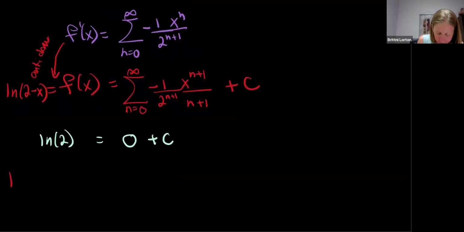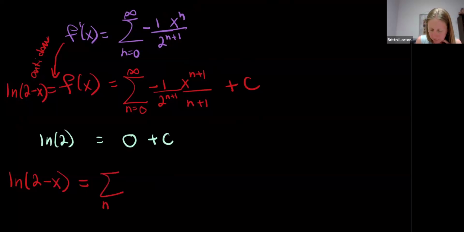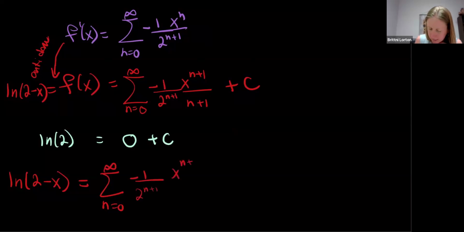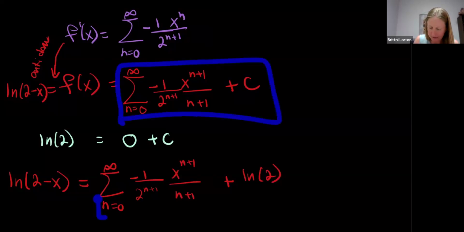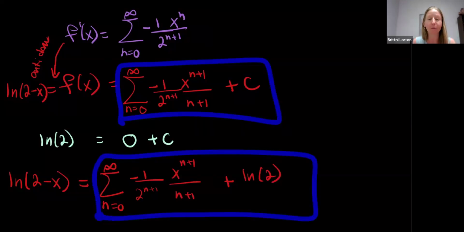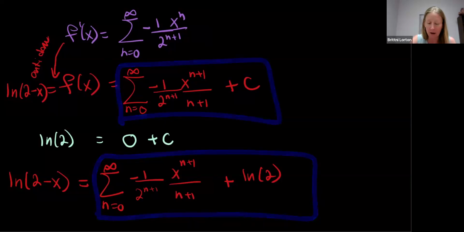I had a kind of trick here. So now I have ln of 2 minus x equals the sum from n equals 0 to infinity of -1 over 2 to the n plus 1 times x to the n plus 1 over n plus 1, plus my c. So all I did here again is copy this down as it is, but I had solved for c, so now I can write it out.